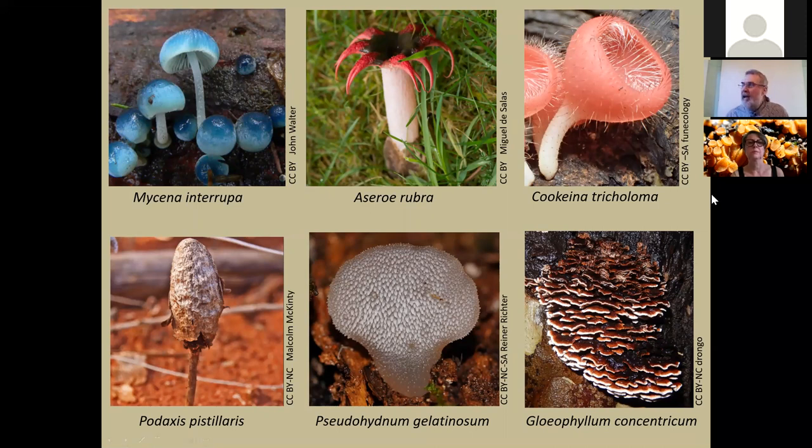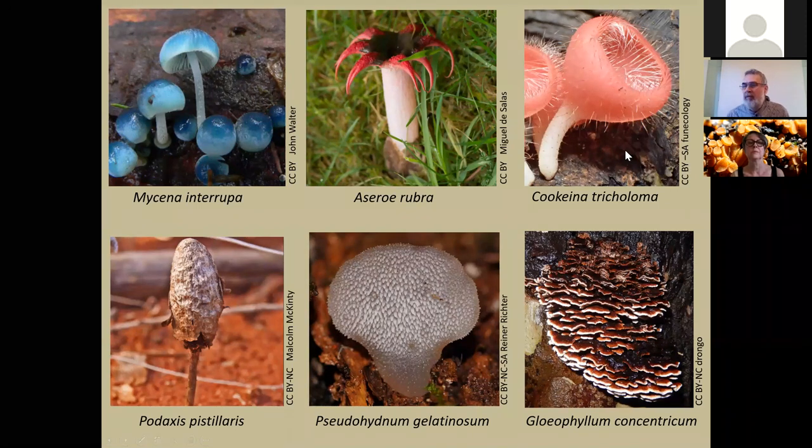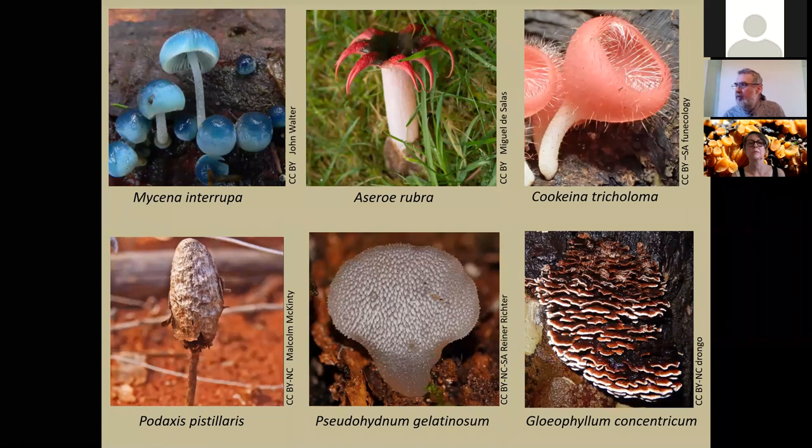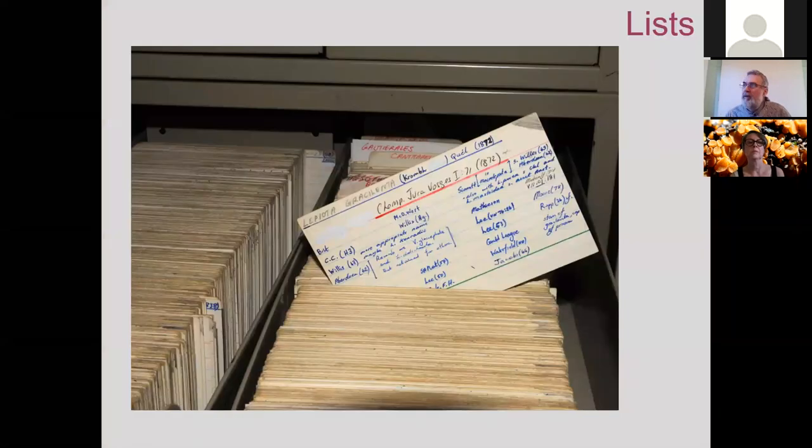In terms of different habitats, the Coquina tricholoma from the tropics, the Podaxis pistillaris from the deserts, the different morpho groups, things like Pseudohydnum gelatinosum, like a cat's tongue with the spines. And as far as rare species, this Gloeophyllum concentricum, which at that stage was only known from a couple of collections across northern Australia. So a whole mix of different species.